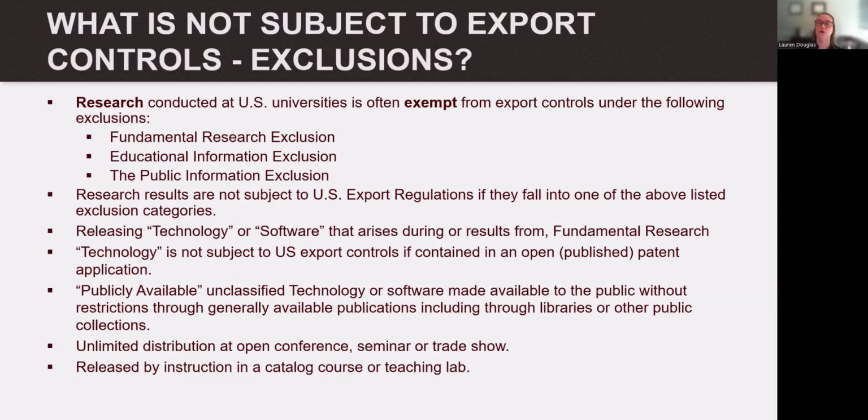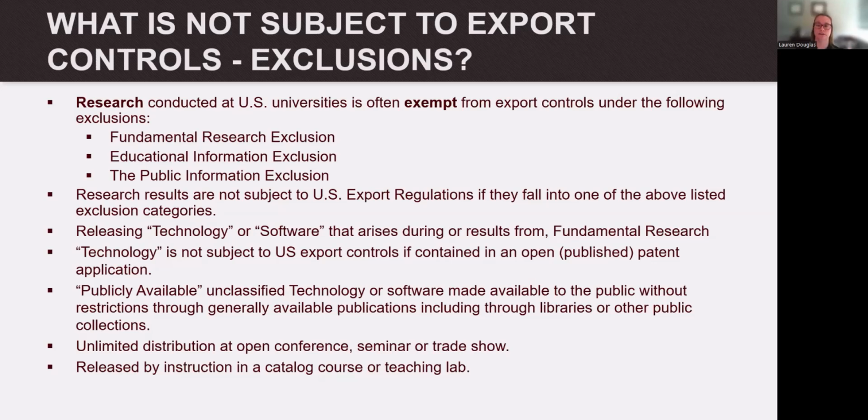So what is not subject to export controls? Well, there are some exclusions involved. So research conducted at US universities is often exempt from US export controls through three different ways, either the fundamental research exclusion, the educational information exclusion, or the public information exclusion. Results from research that are exempted from one of those three exclusions are not subject to US export regulations.